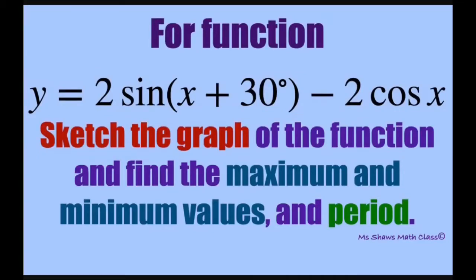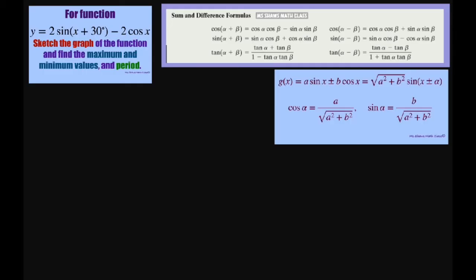Everyone! For the function y equals 2 times sine of (x plus 30 degrees) minus 2 cosine of x, we're going to sketch the graph of the function and find the maximum and minimum values and the period. Alright, so before we can graph this, we need to rewrite this.